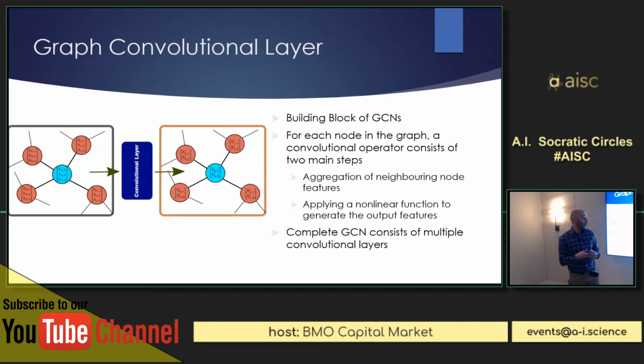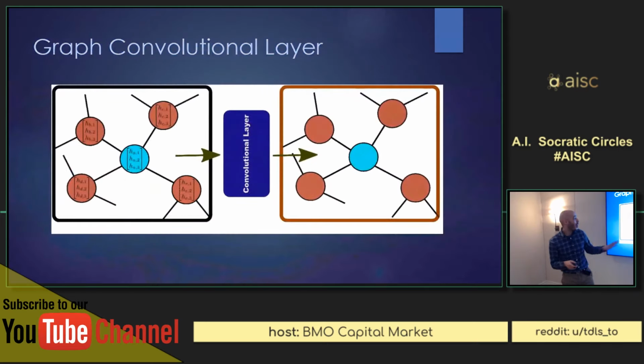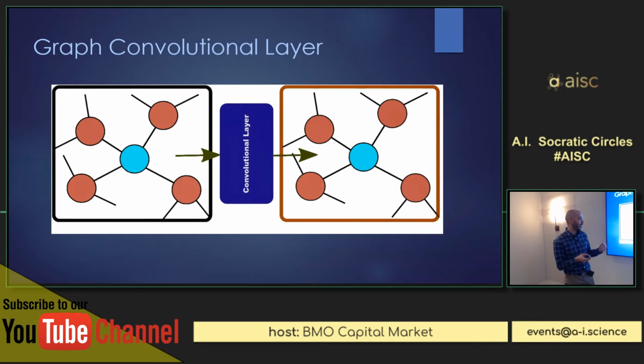Okay. All right. So back to the convolution operator, two steps are involved. One is aggregation, and two is a nonlinear operation on them. So a complete graph convolution network consists of multiple steps. Basically, this is just showing the locality of a convolutional layer operation.